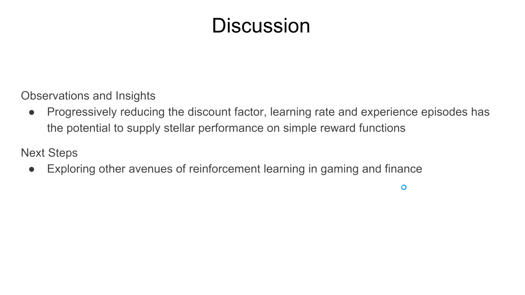So what I've realized and observed by training this time was that progressively reducing the different hyperparameter entities like discount factor, learning rate, experience episodes, and even entropy has the potential to provide stellar performance over time if we have a simple reward function, because that's simpler for the racer to learn.